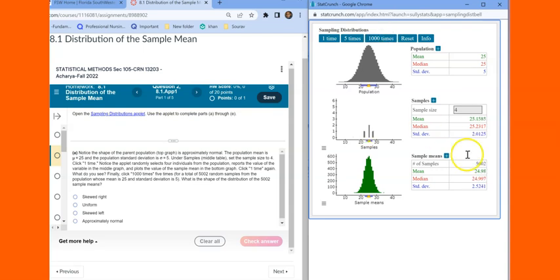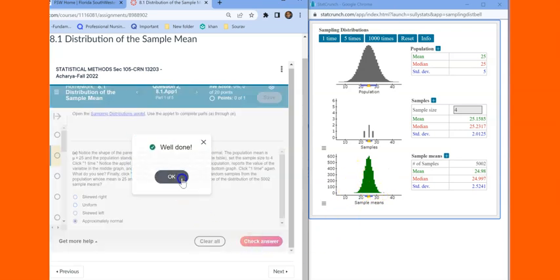Again 1000 times, 3002, 4002, and 5002. That means you click 1000 times, 5 times. Therefore the total is going to be 5002 samples, correct? And all 5002 samples have a mean. That is 5002 means. Therefore you plot 5002 means here, and you get this distribution. The next question is, what is the shape of the distribution of the 5002 sample means? The answer is approximately normal. You can see that obviously, and you check the answer, you're good.